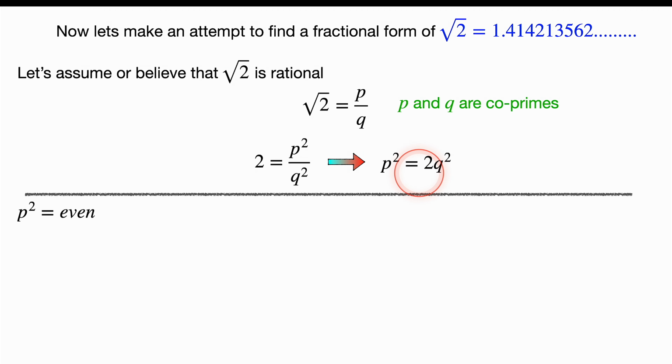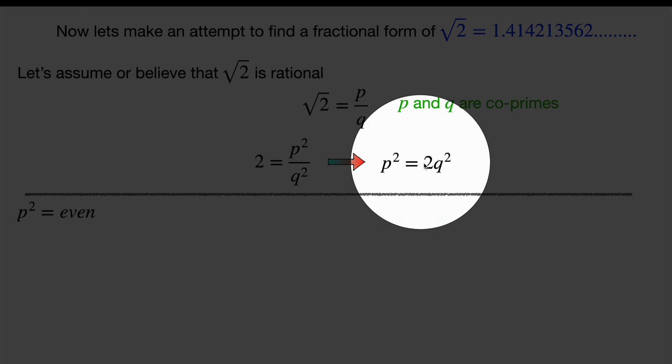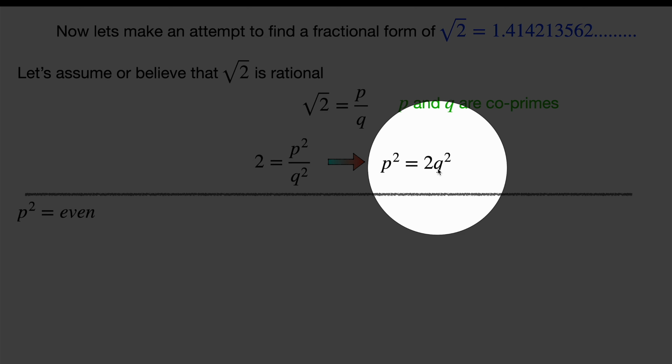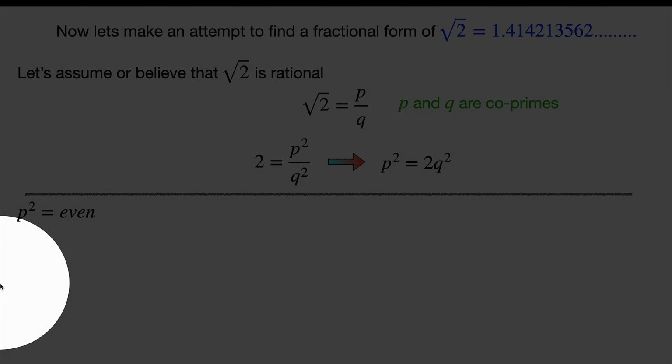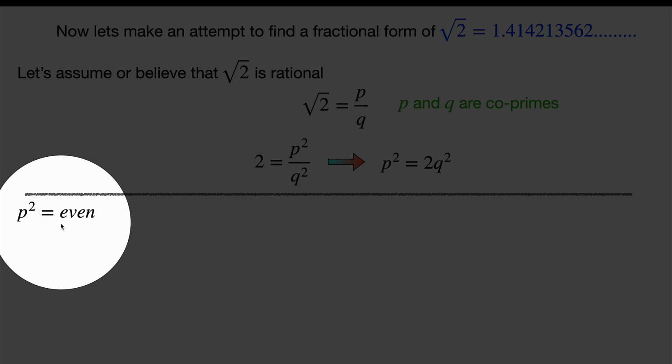Now what I will do is go through a series of steps trying to get a fractional form for 1.41, 42, 35, 62 and so on. From this equation, p square equals 2q square, I can understand that p square will be an even number because p square is a multiple of 2. That means p square is even.